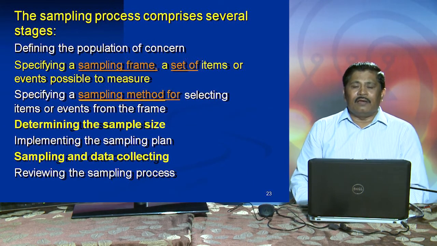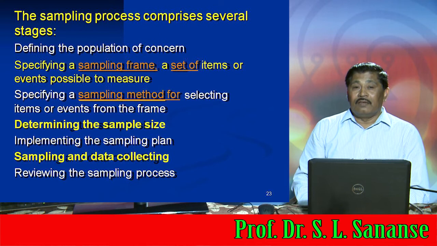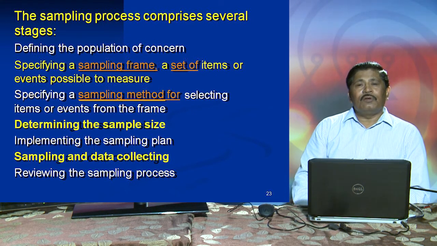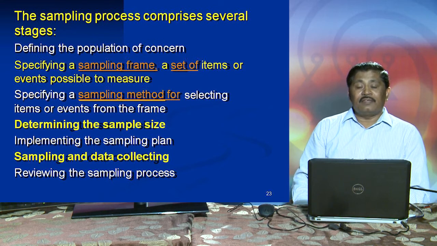Then the sampling process comprises several steps. First of all, you have to define the population. My dear students, you have to define first what the population of your study is, and then once you define the population, you also have to specify your sampling frame, which is a set of items or events possible to measure, right.